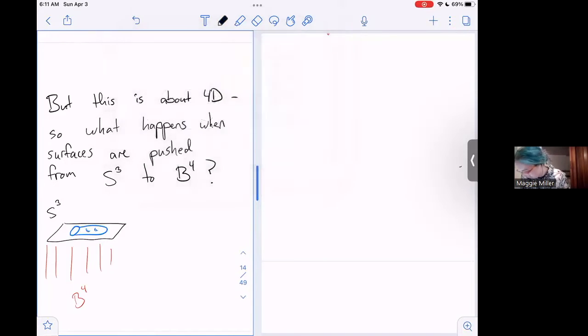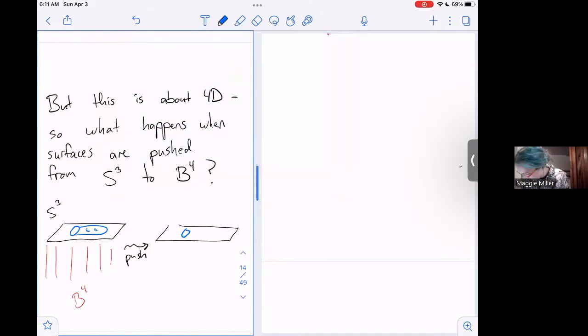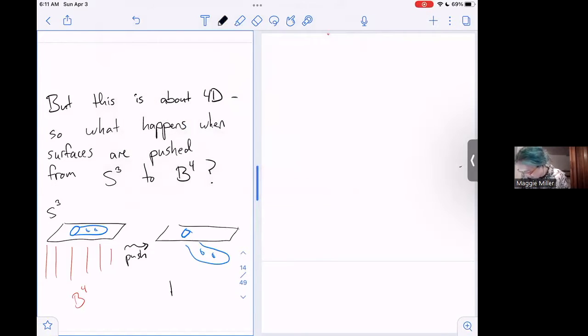But what I could do is push the interior of my surface into the interior of the four-ball. So just a very small isotopy, keep the boundary in the same place, and just push the inside down a little bit. Okay, and so now this is a proper embedding. But this can really change properties of the surfaces that we were studying.